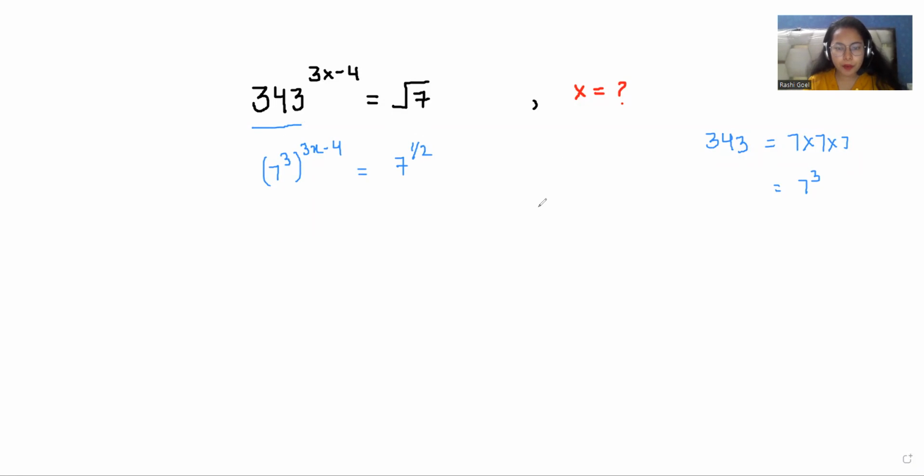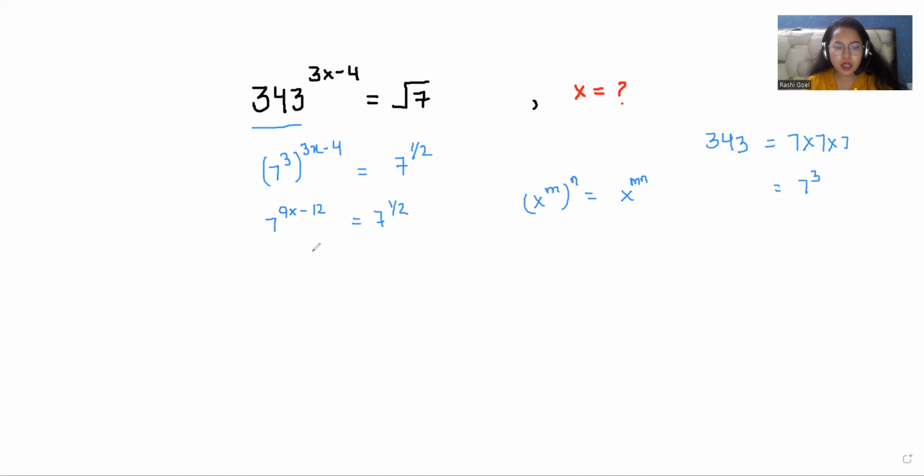Now we know the property of exponent that x power m power n is equal to x power mn. So we are going to apply this here. So 7 power, we multiplied by 3. 3 times 3x is 9x, 3 times minus 4 is minus 12, is equal to 7 power 1 by 2.